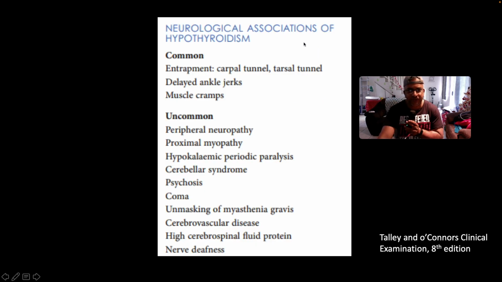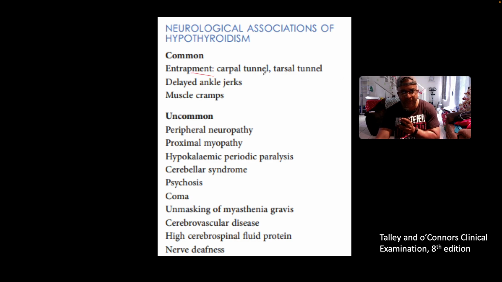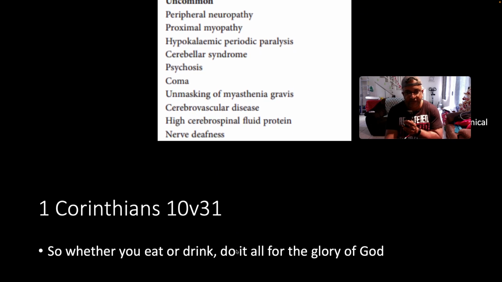The neurological associations with hypothyroidism, there's a whole host of these. The most common is entrapment symptoms, and then we have carpal tunnel and tarsal tunnel, delayed ankle jerks, like we mentioned, muscle cramps. Uncommon is things like peripheral neuropathy, proximal neuropathy, hypokalemic periodic paralysis, cerebellar syndromes, psychosis, coma, unmasking of myasthenia gravis. They keep company, right? Cerebrovascular disease, high CSF protein, and nerve deafness.